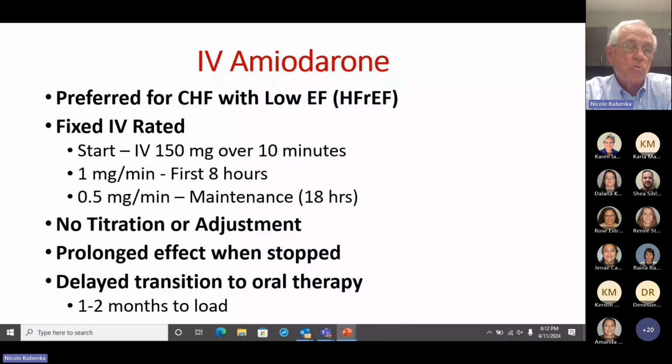Some people, you can make a case for IV amiodarone being a little bit safer in people with really low ejection fractions. That's probably the one situation where I might opt for that. The Cardizem can make the heart failure worse, but that's a physician call and not your call.